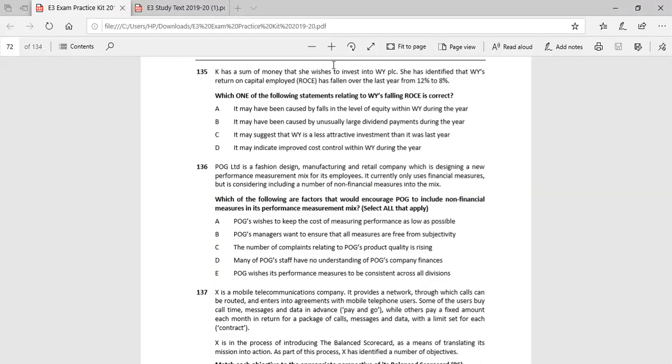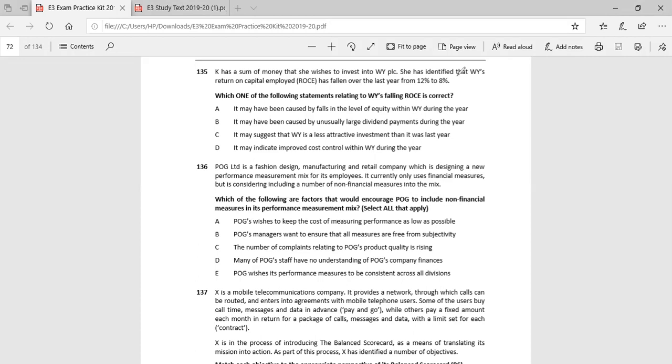K has a sum of money that she wishes to invest in WY PLC. She has identified that WY's return on capital employed has fallen over the last year from 12% to 8%. Which one of the following statements related to WY's falling ROCE is correct?